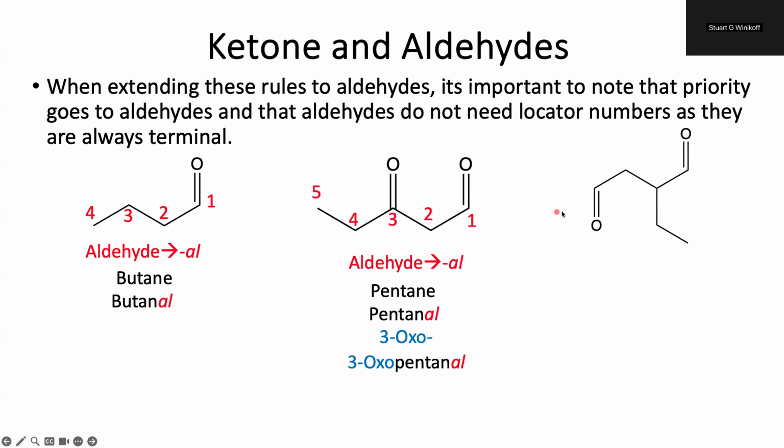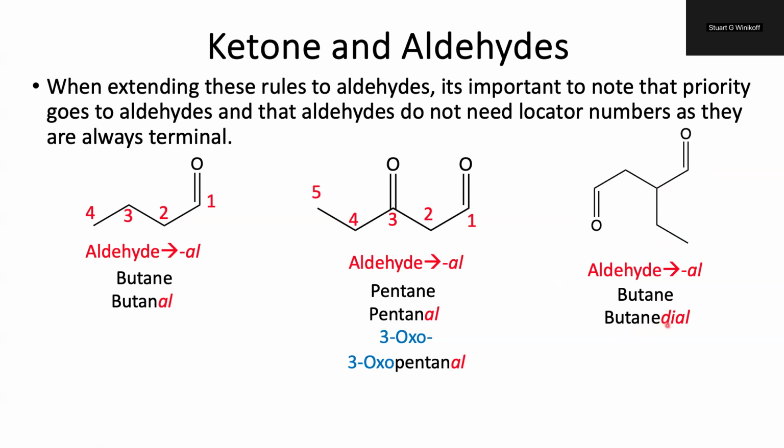Now, let's have some fun with a system that contains more than 1 aldehyde. So in this case, priority goes to the aldehyde. So we have an -al. Our longest chain that includes both of these aldehydes is going to be a 4-carbon chain, even though I could make it longer. So this means I have a butane. Now, this becomes a butanedial. Again, keep that E, add in the di.